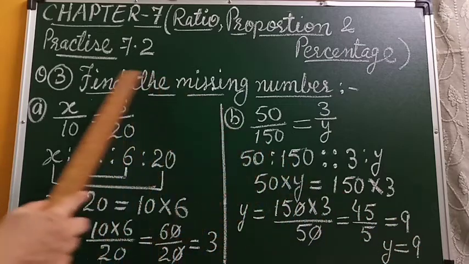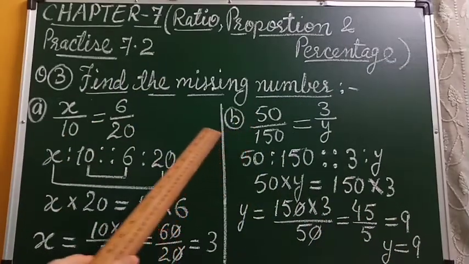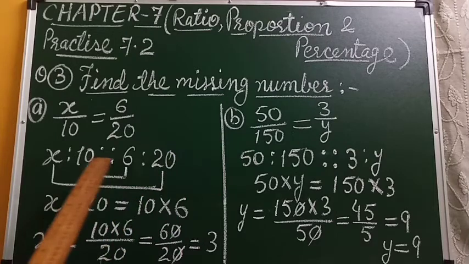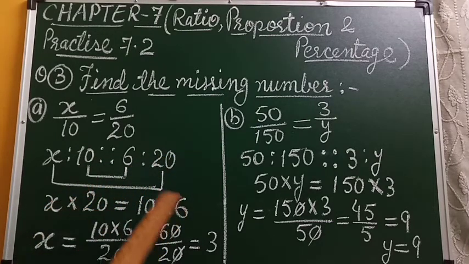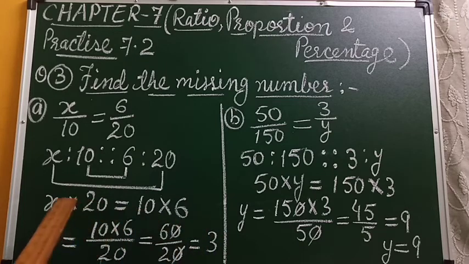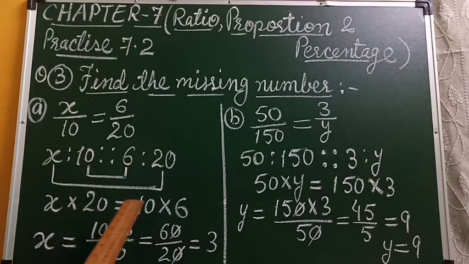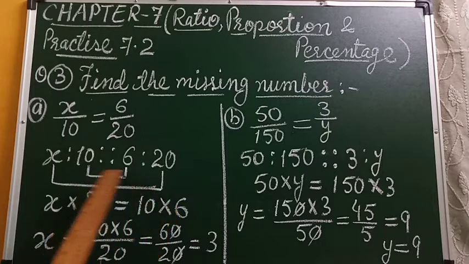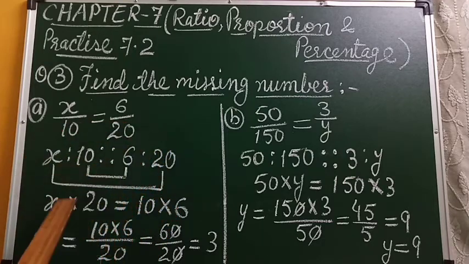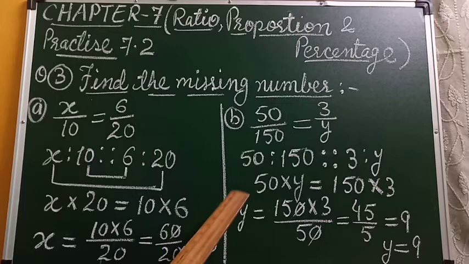So if we have to find a missing number, we can write it in proportion form and we can find it with the help of the rule, because product of extremes is equal to product of means. When ratios are in proportion, we have to follow this rule and this way we can find the missing numbers.